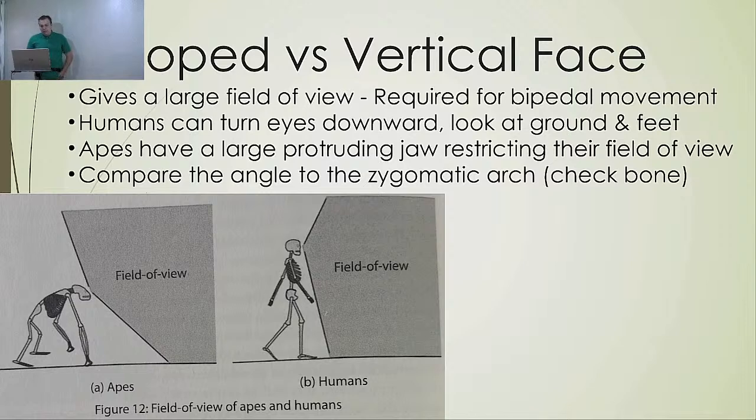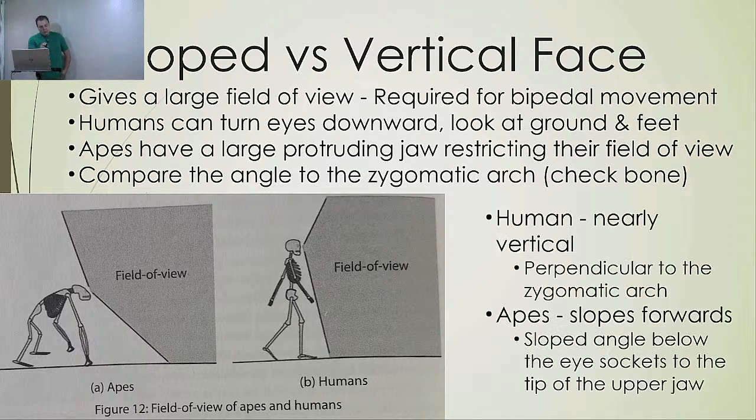Apes, on the other hand, because of their very protruding jaw, you can see there in the picture their field of view. Now, they can't see right in front of them. And if they're trying to walk on two legs, they have to bend it even further to see where they're walking. And we can measure this as well with something called the zygomatic arch. This is your little cheekbone there, the bone right underneath the eye. So we can do measurements and get a good range for each.